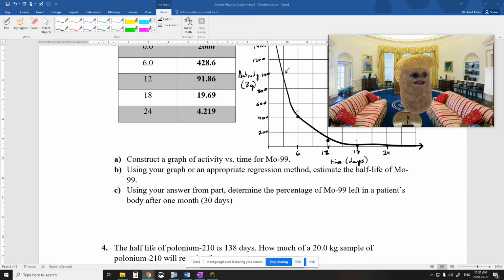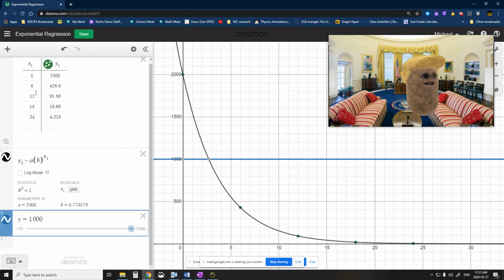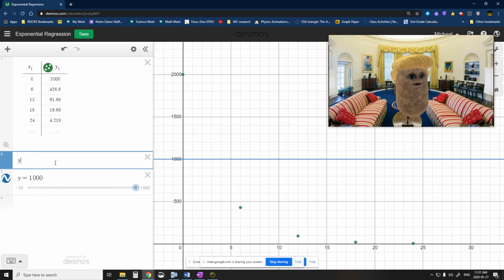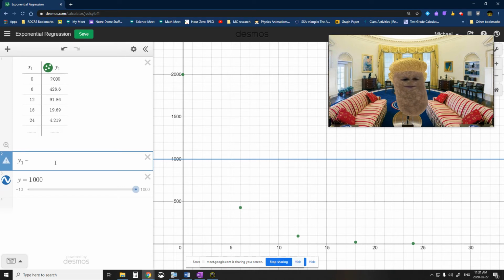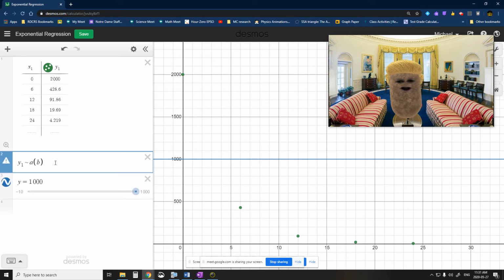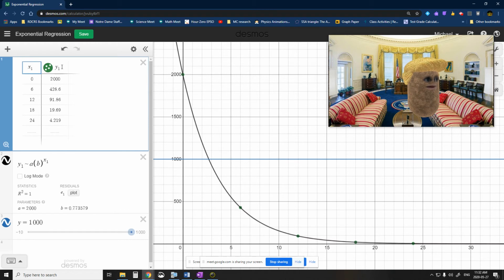So we're going to construct this graph. I constructed the graph in Desmos already. So here's my graph in Desmos. I switch my X's and Y's around like I did before. What I typed out, you literally type out y1 tilde a bracket b to the power of x1. You have to use the y1s and x1s because that's what's in the table up here.